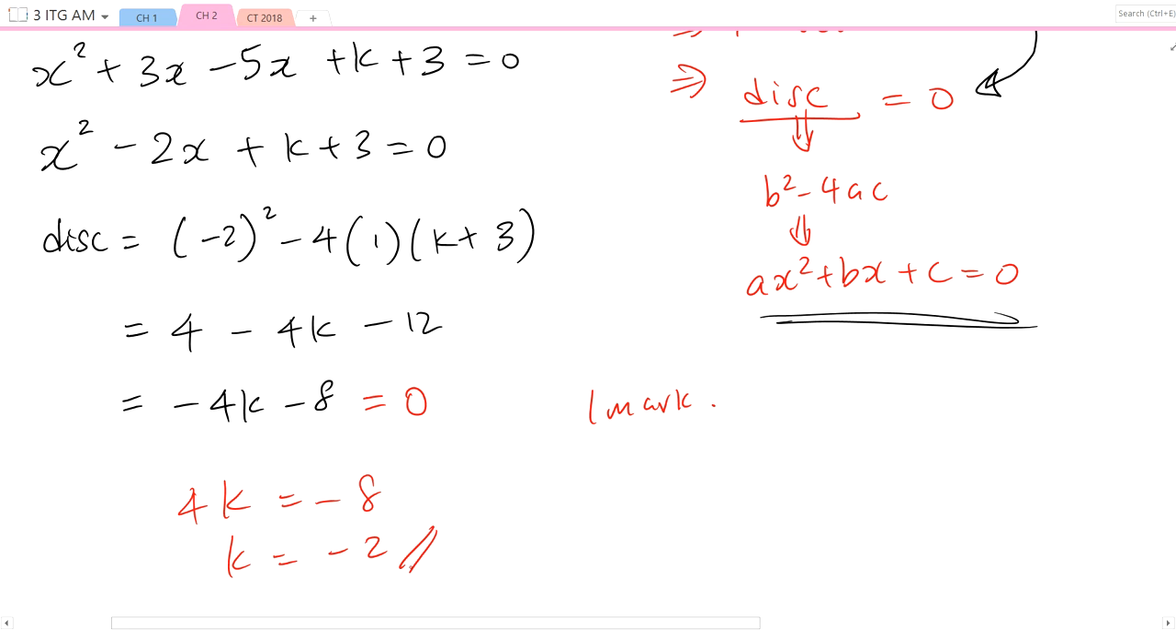So am I right or wrong? Correct lah. Okay, step by step. Negative 4k minus 8 equals 0. You can bring this one over here. So you get 4k equals to negative 8 and k equals to negative 2. Okay? Sec 1 work over here.